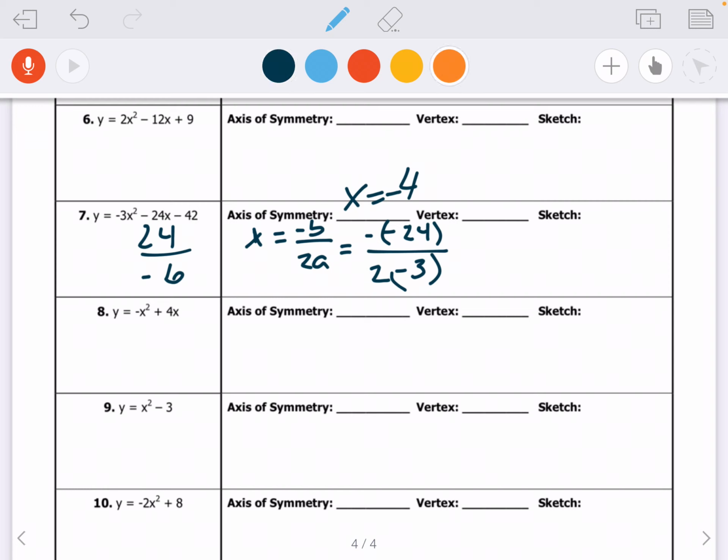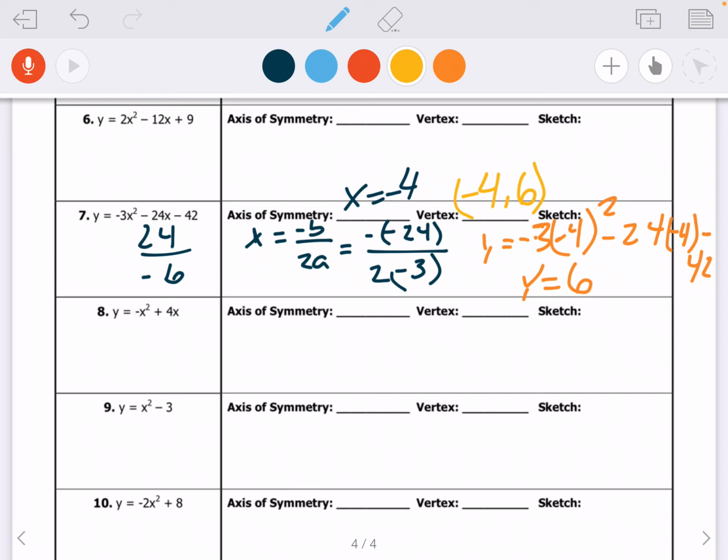So again, we're going to take that -4 and plug it into our original quadratic anytime that you see an x. If I simplify this all the way down to one number, we should get y equals 6. So my vertex is going to be (-4, 6).